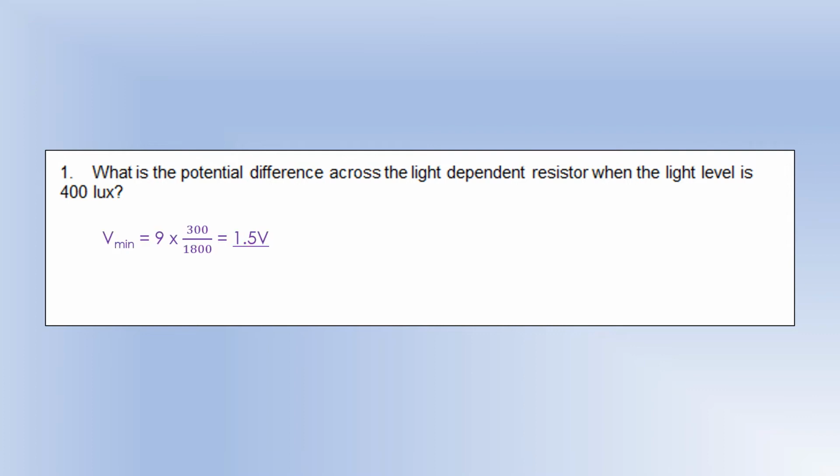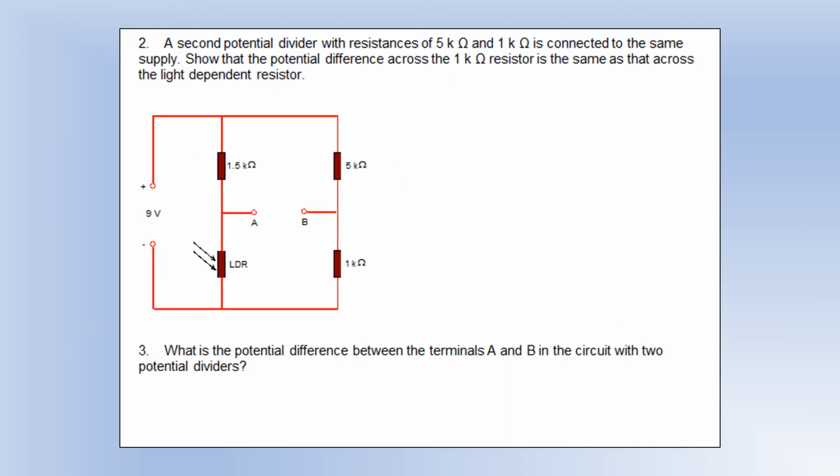Well, we're just using our potential divider equation here, fairly straightforward. A second potential divider with resistances of 5 kiloohms and 1 kiloohm is connected with the same supply. Show the potential difference across the 1 kiloohm resistor is the same as across the LDR. So again, using our potential divider equation, you don't even need to convert into ohms because they're all in kiloohms. So you can see it's also 1.5 volts.